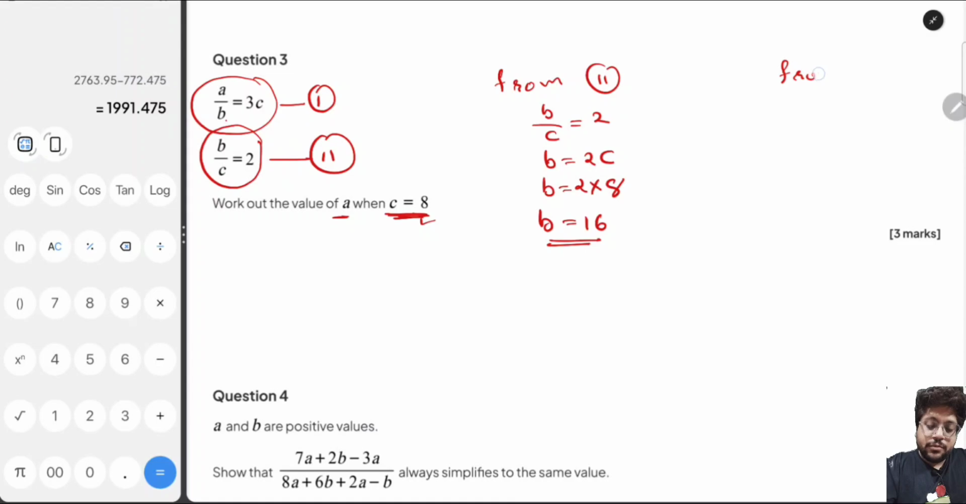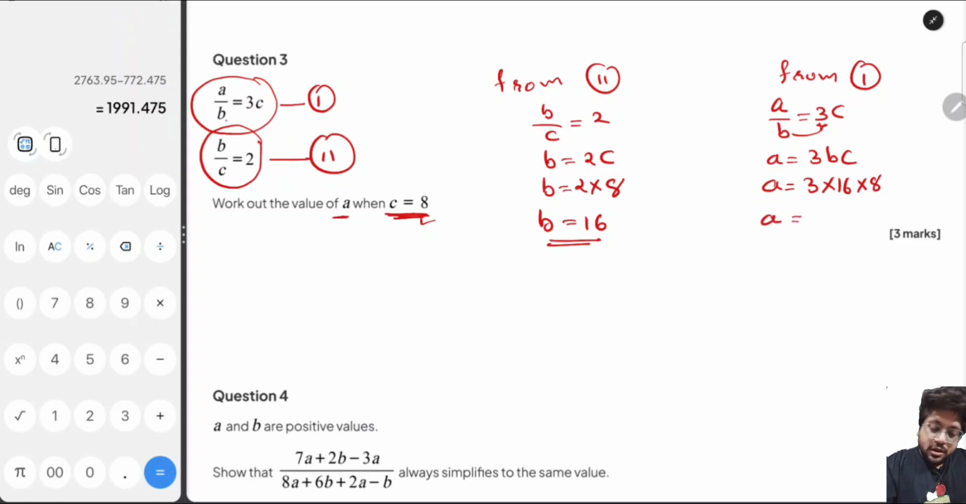So now from the first equation, because a upon b is equal to 3c, you can say that a is equal to 3 times bc, because b went into the multiplication. So a is equal to 3 times, b is 16 and c is 8. Now 3 times 16 times 8, that is 384. So your answer is 384.